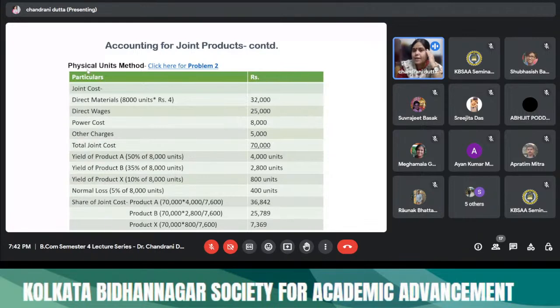When coal is processed, if you are getting coke, you are getting coal tar, you are getting ammonia of sulfate, you are getting gas. Okay, so these are the different joint products that you are getting. Okay, and all of them cannot be measured in terms of the same physical unit. You are getting coke, you are getting benzol, you are getting ammonia of sulfate gas, these are the joint products.